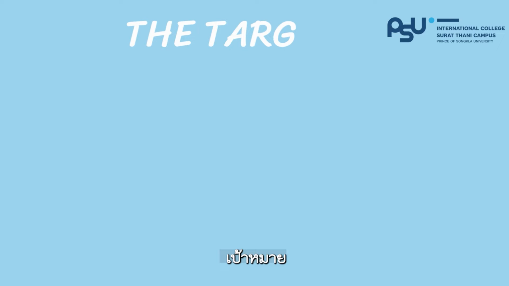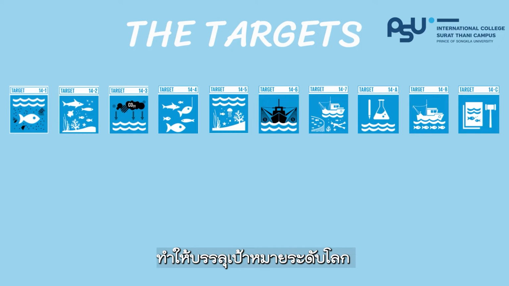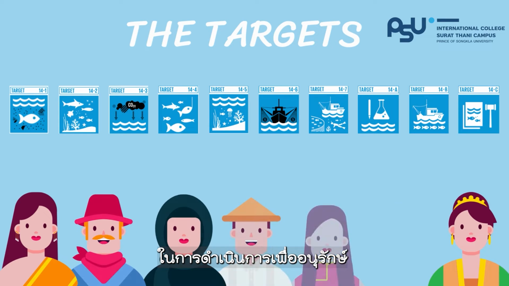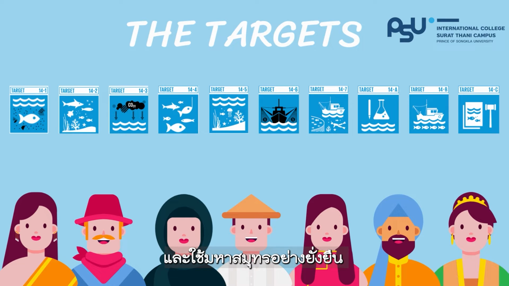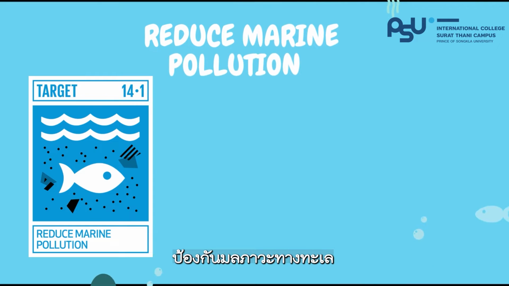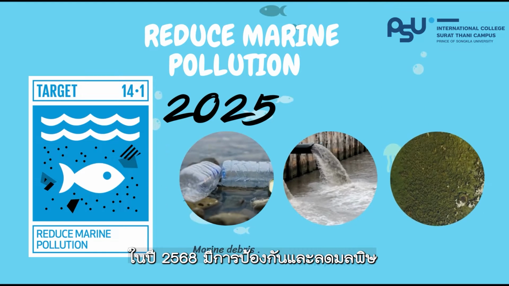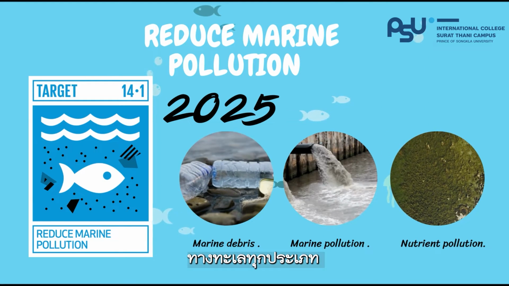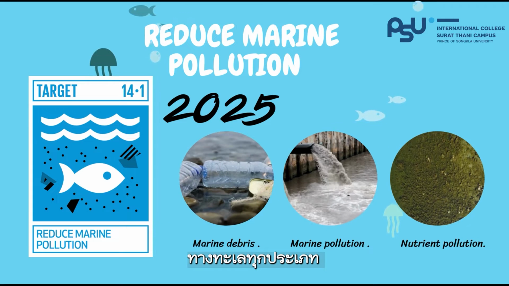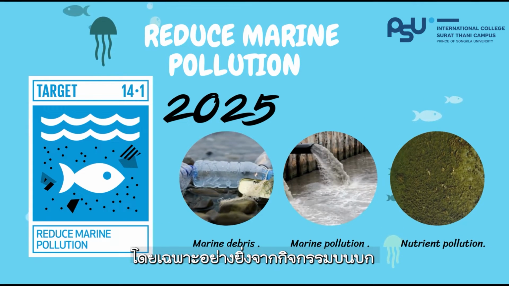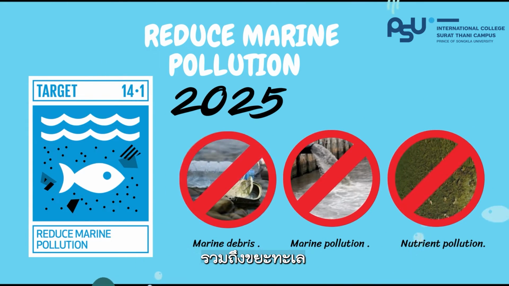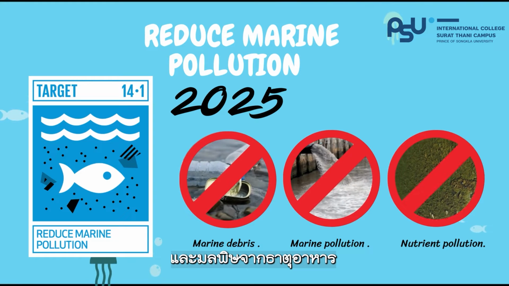The targets. Everyone can help to make sure that we meet the global goals. Use these 10 targets to create action to conserve and sustainably use the oceans. Reduce marine pollution. By 2025, prevent and significantly reduce marine pollution of all kinds, in particular from land-based activities, including marine debris and nutrient pollution.